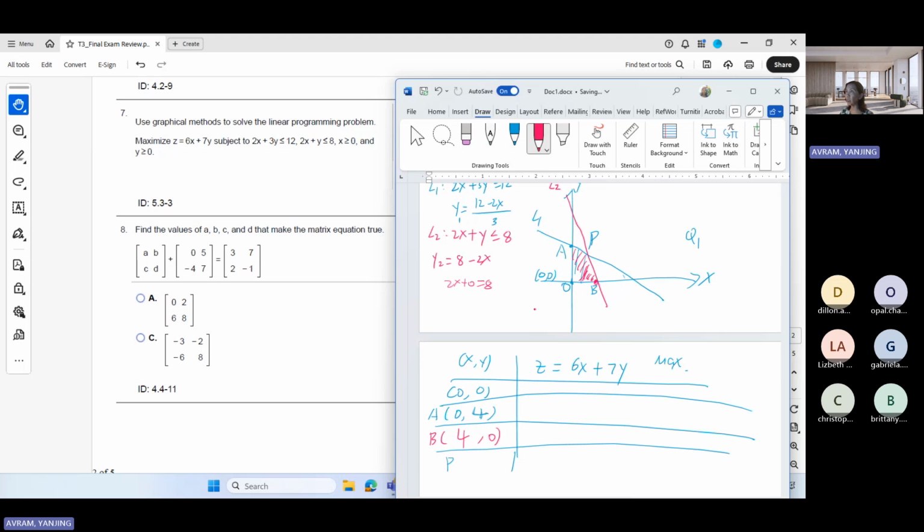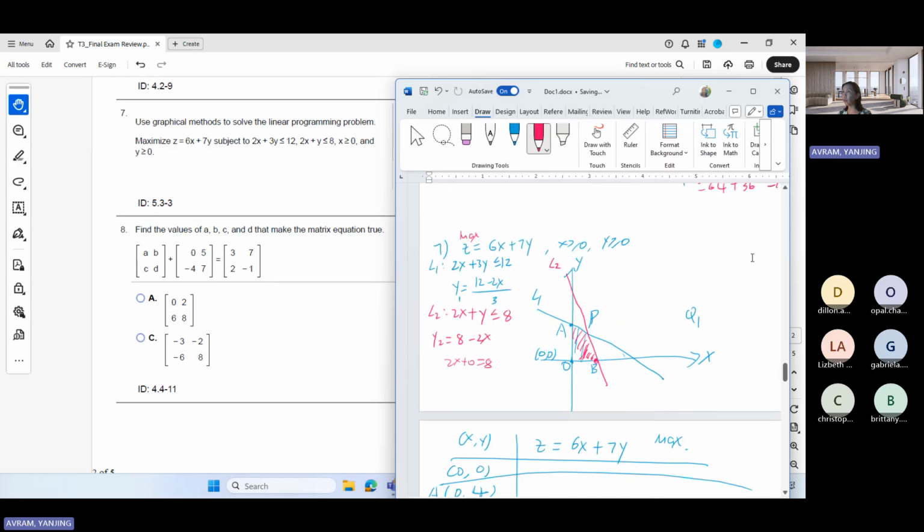Now, how do you find your P? Well, again, you can use the matrix, right? So if I want to use the matrix, I write down 2x plus 3y equal to 12, and then 2x plus 1y equal to 8. Actually, this one you can do by hand really easily. You don't have to do the matrix because you have the 2x right here.